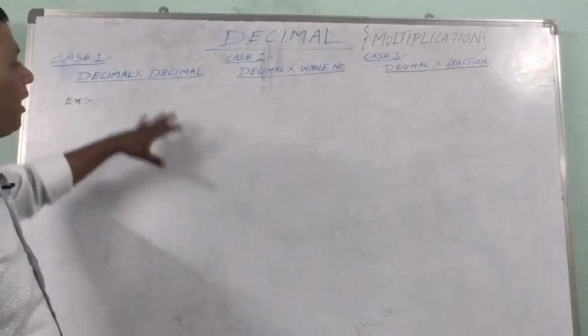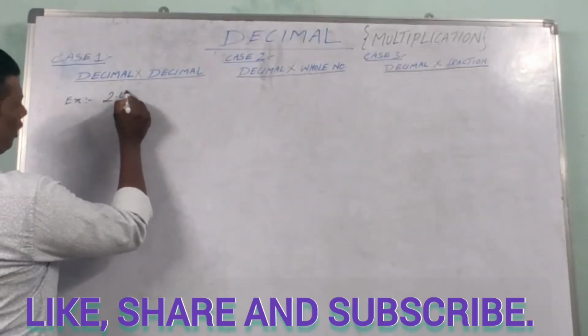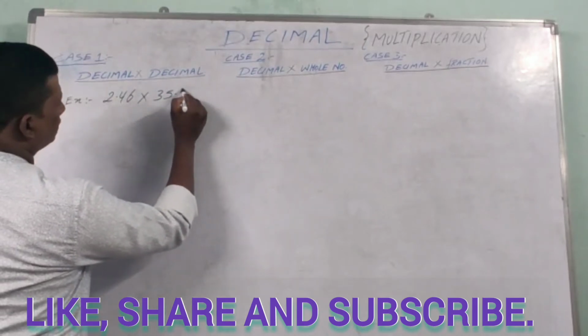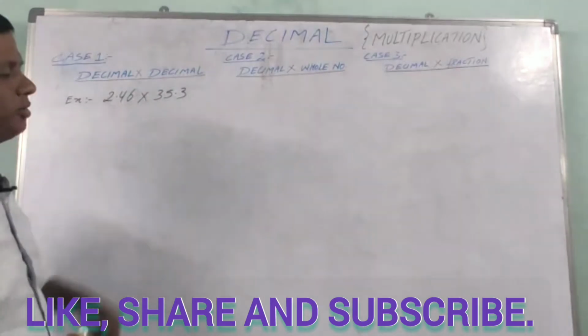Case 1, how to multiply two decimals. Now take the example 2.46 into 35.3. Here we are multiplying decimal into decimal.